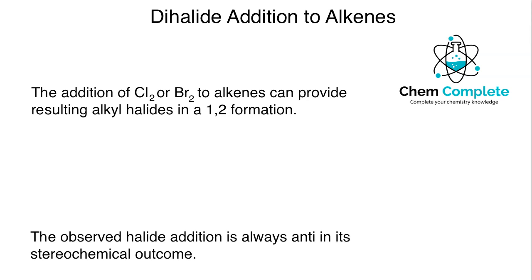Hi there everybody, welcome to another Chem Complete video, and in today's lecture we are going to continue our study of alkenes and their synthesis by taking a look at the dihalide addition, in which we can take some halogens and create alkyl halides out of them as the result of the synthesis. So that is all coming up on the channel right now.